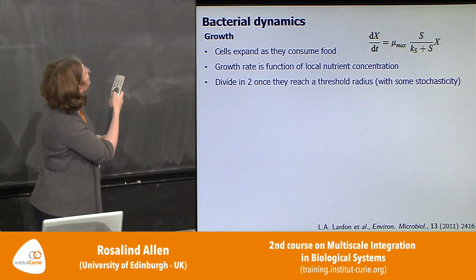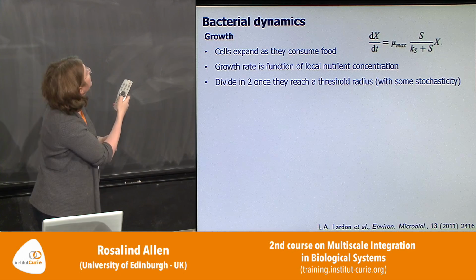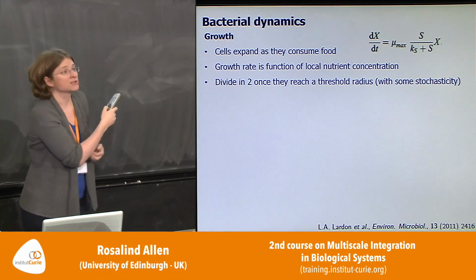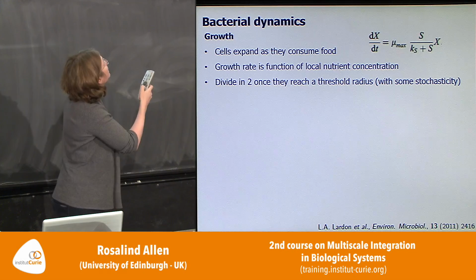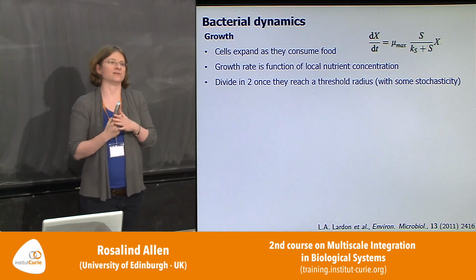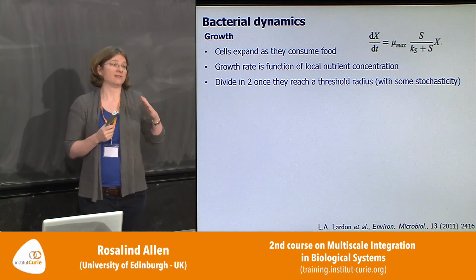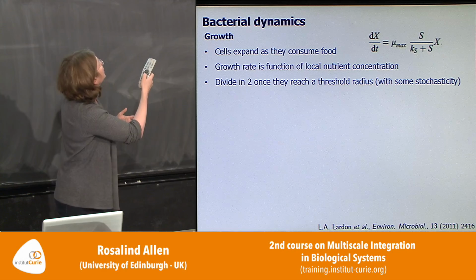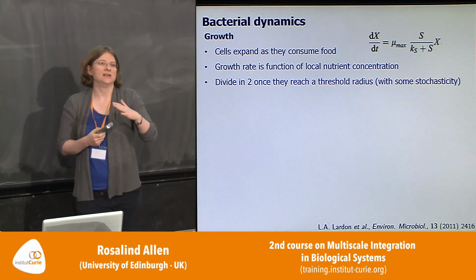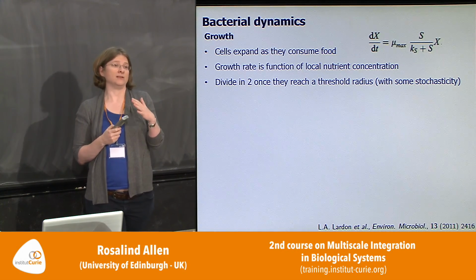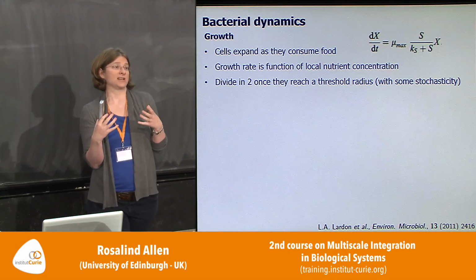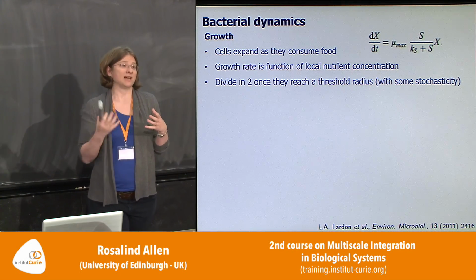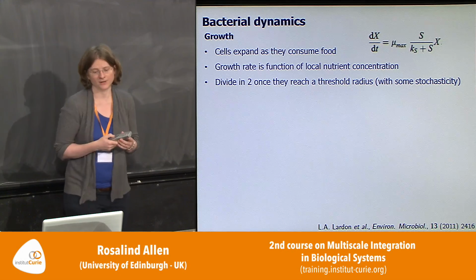So here X is the mass of a bacterium. S is the local concentration field, and what you see here is that this equation is actually nonlinear. When the concentration of the food is low, there's a linear relationship, so this becomes more or less linear between the growth rate and the nutrient. But when you get too much local nutrient concentration, the function saturates, which means there's a limit to how fast a bacterium can actually grow.